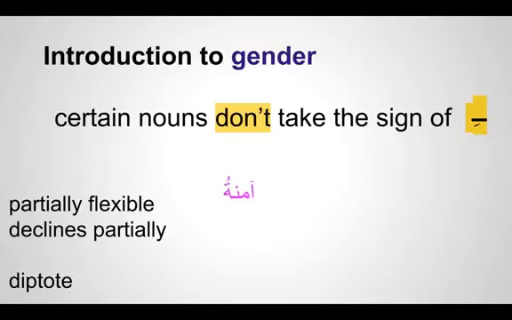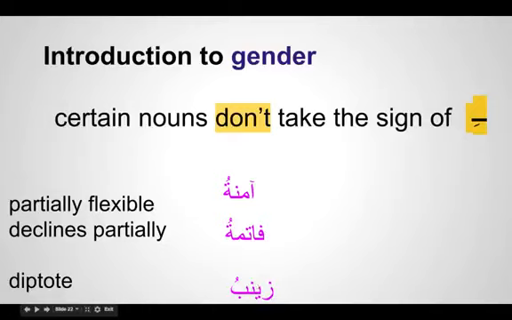If I say Aminatu, it's Aminatu. Fatimatu. So if you see, naturally they are ending with single dhamma. It's not Fatimatun, it's Fatimatu. And Zainabu. Zainabu is the name of a female, even if you don't say ta marbuta. All feminine names do not take kasra.